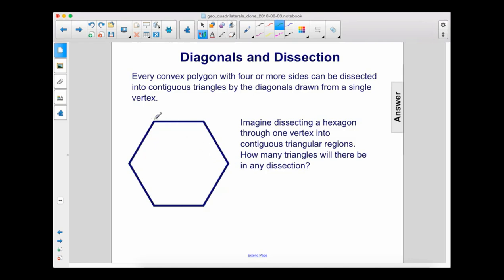Alright, so if we just pick a random vertex, say this one, and we draw diagonals from this vertex, so lines to any other vertex that's not adjacent, so not this one and not that one, but we can draw a line there, there, there. So then, how many triangles are there? 1, 2, 3, 4.